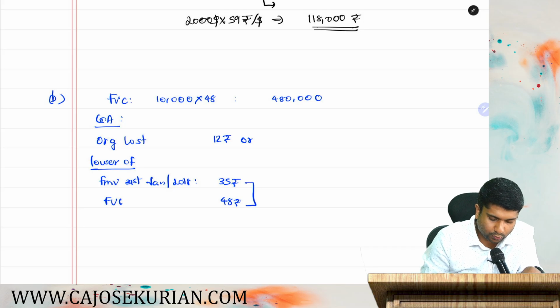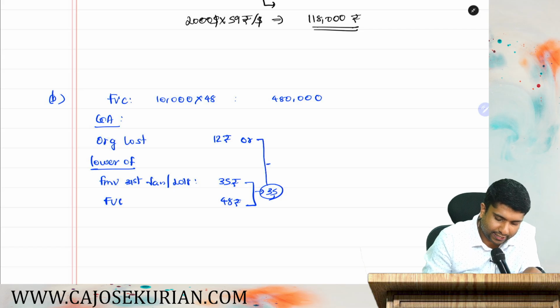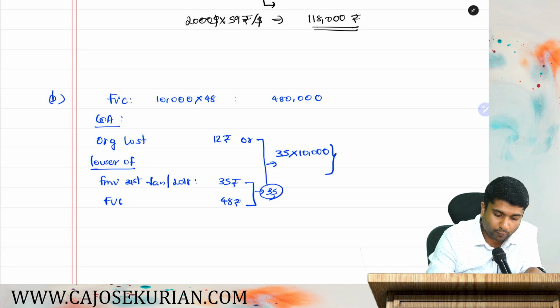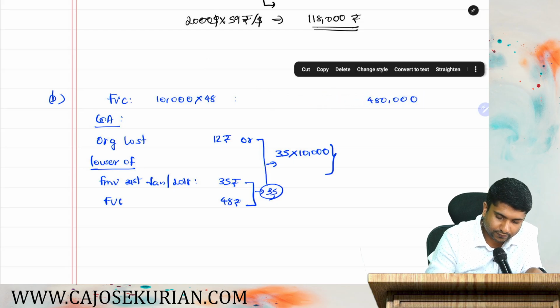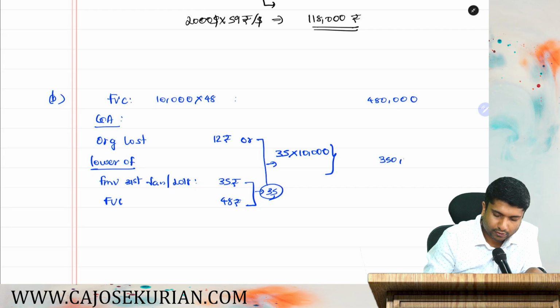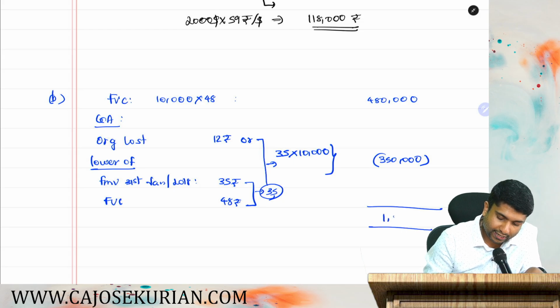So of these two you pick the lower, that will be 35 rupee, and of these two you pick the higher, that will be again 35 rupee, into how many shares? 10,000 shares. And the cost will be how much? The cost will be 3,50,000. The cost of acquisition shall be 3,50,000, and you tell me how much is the gain now? 1,30,000 shall be the long-term capital gain.